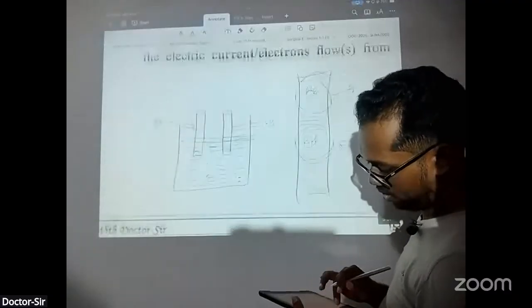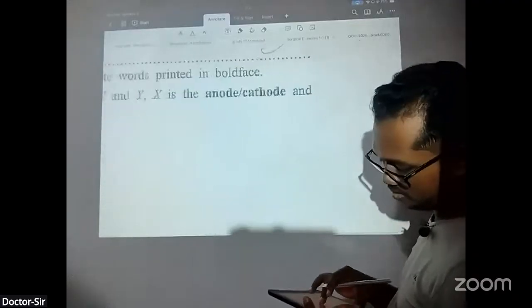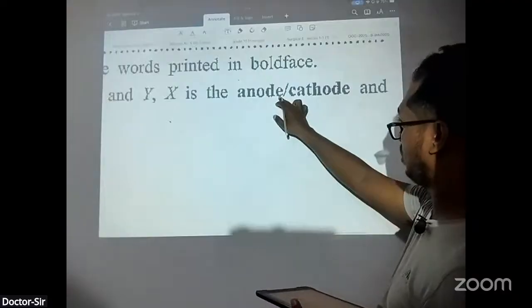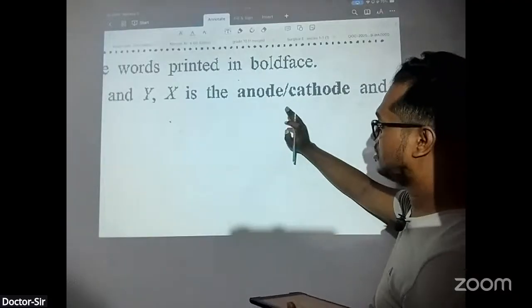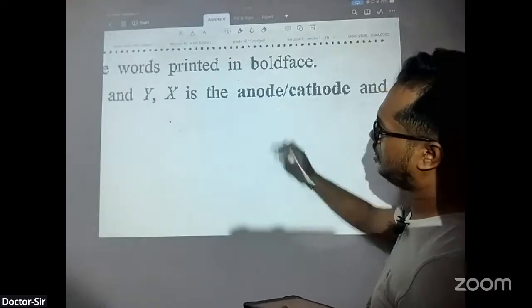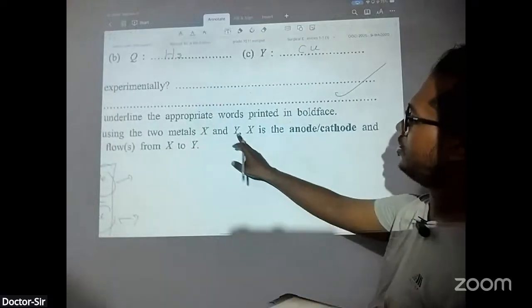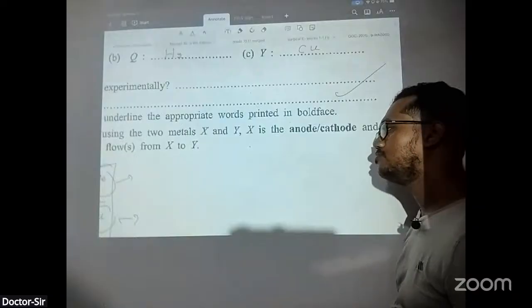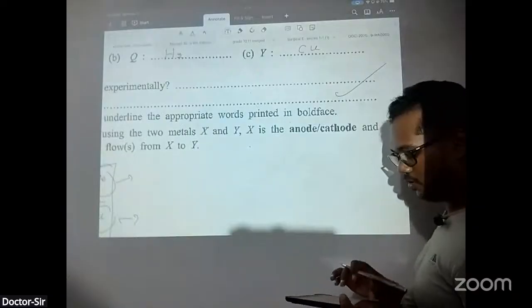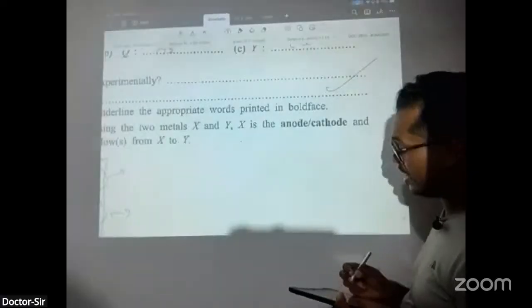Okay. Now we have to cut down, or we have to underline the correct one. X, Y. In the metals, two metals X and Y, X is the anode or cathode? Anode. Very good. This is anode.